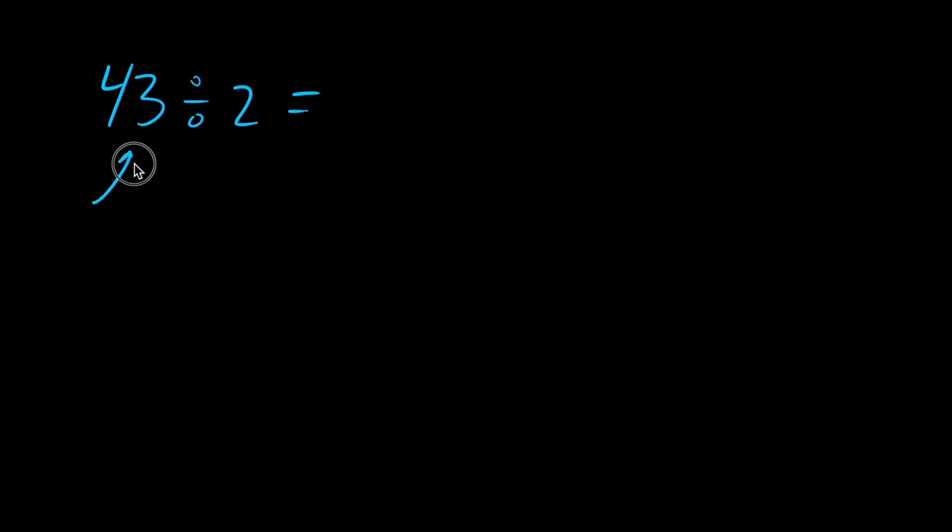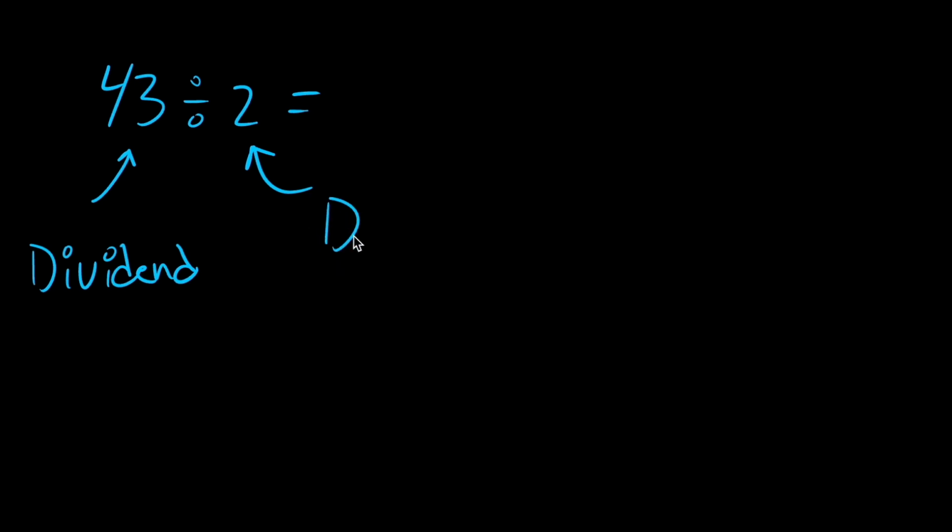Let's begin solving 43 divided by 2 equals. Now this 43 on this side of the problem, we call this the dividend. And then this 2 will be called the divisor. And then your answer will be called the quotient.